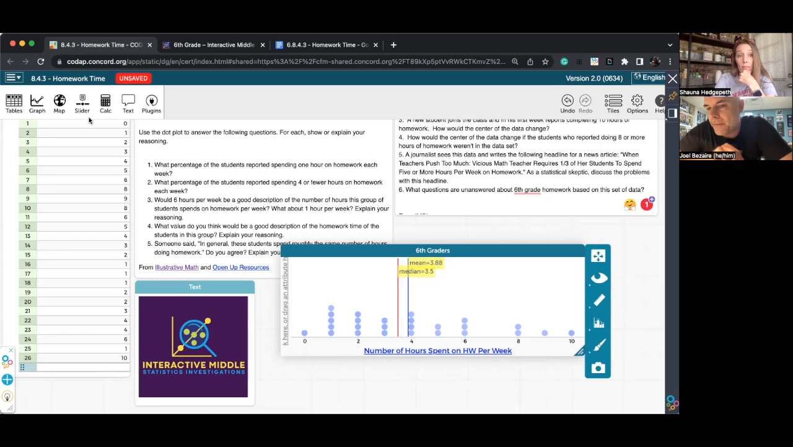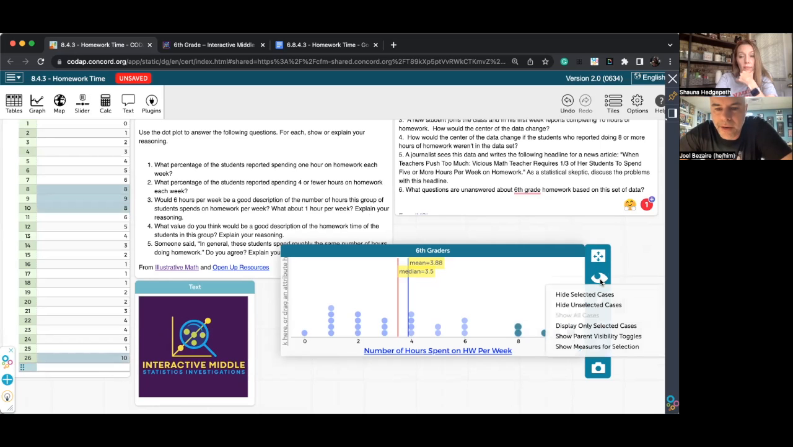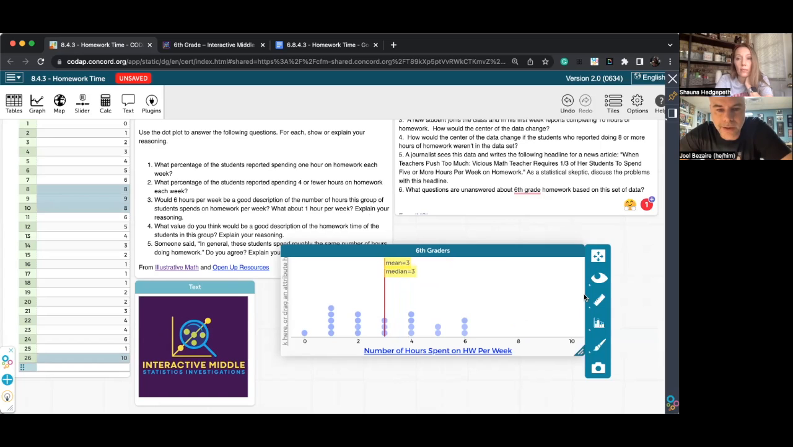So since we have the mean and the median pulled up right now, let's jump straight to how this could be answered with it showing. So Hedge, if you'll draw a box around those 4 data points that are at 8, 9, and 10 with your cursor. And if you'll go to the little eyeball there, and we're going to hide those selected cases. So we're going to hide the ones and look at what happens.